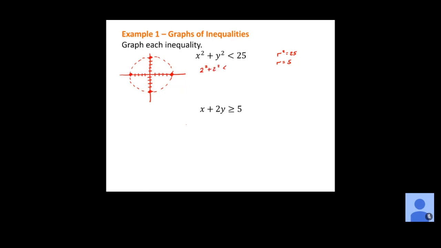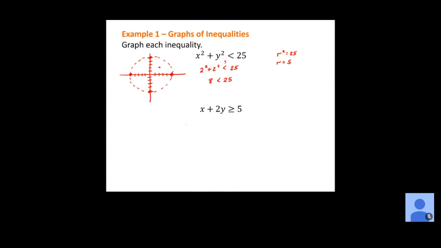2 squared plus 2 squared. We want to know, is that less than 25? Well, what would 2 squared plus 2 squared give us? Okay, good. So 4 plus 4, that's going to be 8 overall. So the question is, is 8 less than 25? Yes, right? So the point 2, 2 would be right in here now.